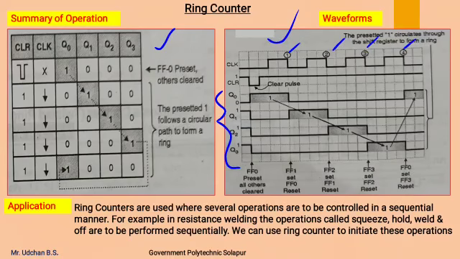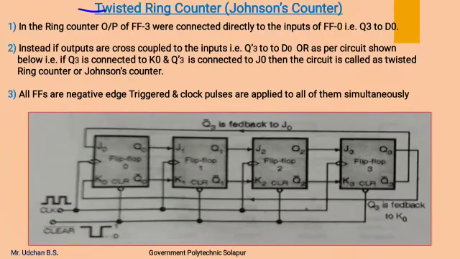For example, in resistance welding, the operations called squeeze, hold, weld and off are to be performed sequentially. So for this we can use the ring counter to perform all these operations. Now after that we will see the twisted ring counter, which is also called a Johnson's ring counter.